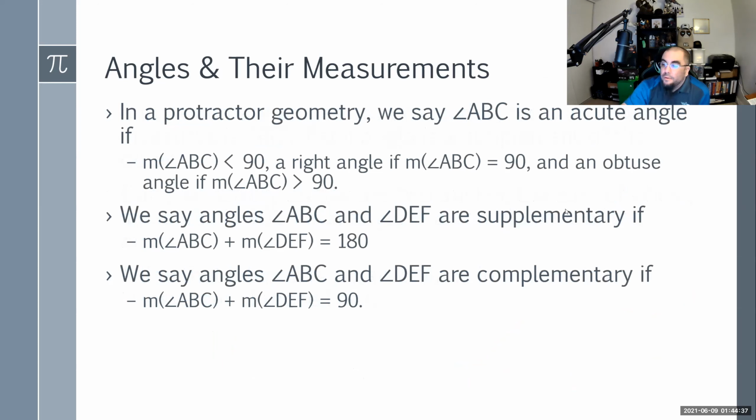In protractor goniometry, we say ABC is an acute angle if ABC is less than 90. It's a right angle if it's at 90, and it's an obtuse angle if it's greater than 90. So I always think if somebody's obtuse, they're kind of grumpy. So usually greater than 90. Again, we know that if they're supplementary, they're going to add together to equal 180. If they're complementary, they'll add together to equal 90.